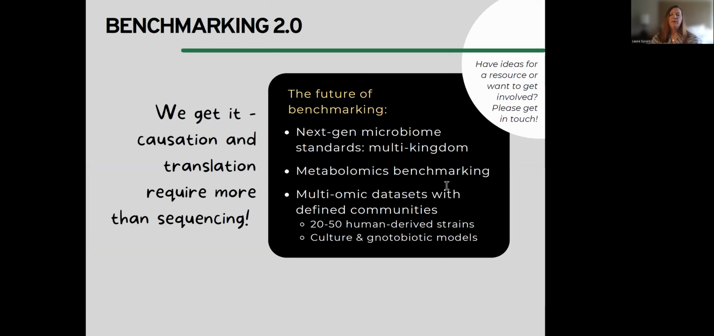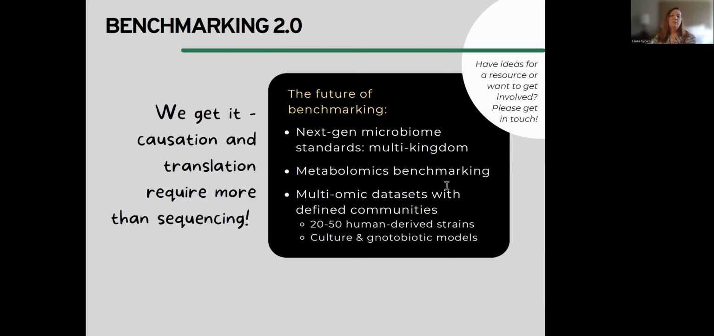So we hope you guys will participate, and really we're just getting started with benchmarking, because we know that the sequencing has been done before. It's never a bad thing to update, but we are really all about getting to causation and translation, and really where that's at these days is multi-omics. And really also considering not just bacteria. We only have bacteria right now in this standard, but we're going to be looking at making a next generation of standards that are multi-kingdom. We're looking at benchmarking metabolomics in the future. And like I said, multi-omics is something we're all really keen to dig into methodologically.